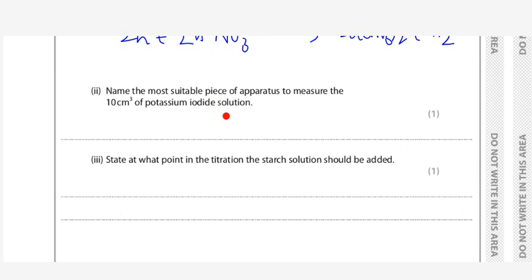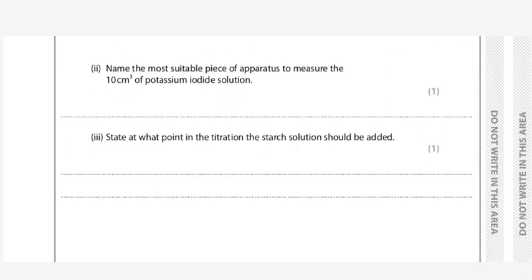State at what point the titration the starch solution should be added. Starch should be added when the solution is pale yellow, because the starch iodine complex is an insoluble complex, right? So if you add starch at the beginning, like any other titration where we add the indicator at the beginning, the iodine concentration is very high, right? So when the iodine concentration is very high, the starch iodine complex concentration will be high. And that's an insoluble complex.